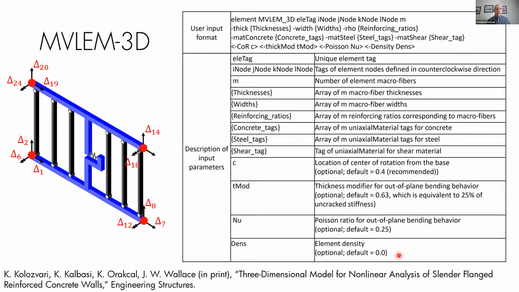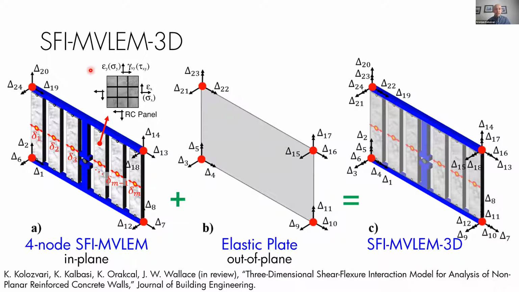In terms of the shear-flexure interaction 3D element, it's essentially the same concept. We transform the 2-node element to a 4-node element, then we glue to it this out-of-plane elastic element. The only difference is that the body of this in-plane behavior is the shear-flexure interaction model, and ultimately it becomes this SFI-MVLEM 3D. This paper is currently in review. Papers take a while to get through review. I submitted it back in September, so hopefully it will be out soon. And as soon as the paper is published, we'll publish the model as well.